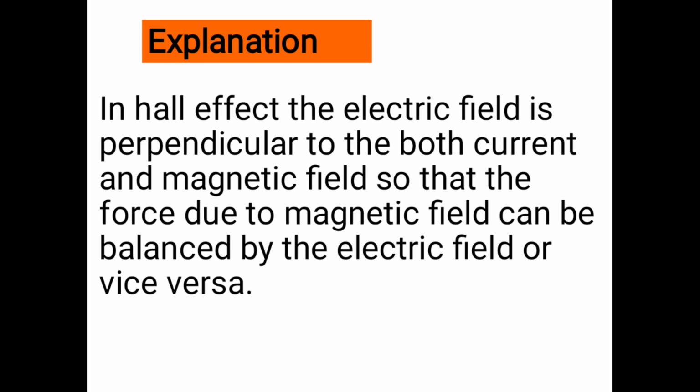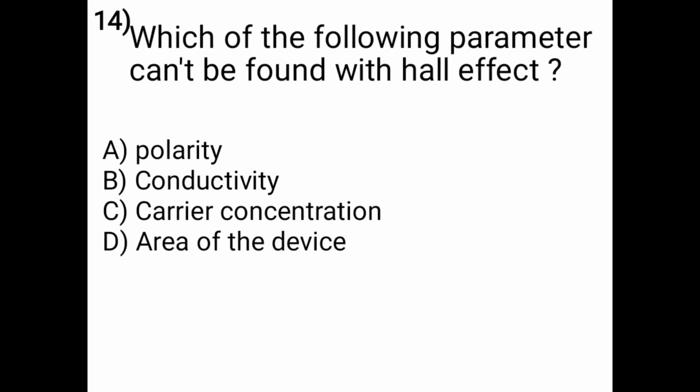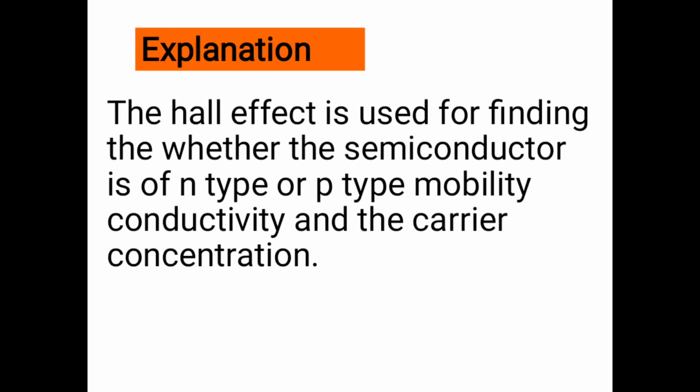So the next question is, which of the following parameters cannot be found with Hall effect? Options: A is polarity, B is conductivity, C is carrier concentration, and D is area of the device. So the correct answer is option C, carrier concentration. So we see the explanation of this. The Hall effect is used for finding whether the semiconductor is N-type or P-type, mobility, conductivity, and the carrier concentration. So this is the last question.